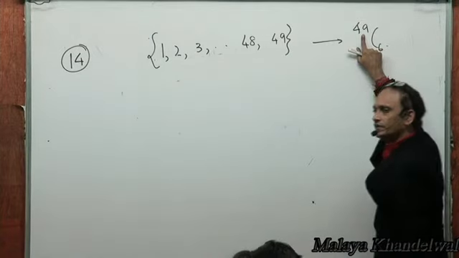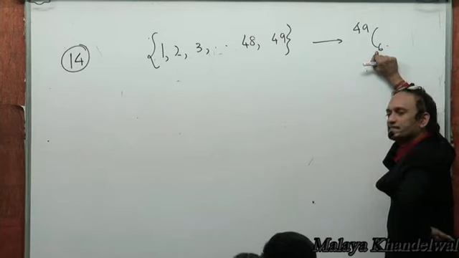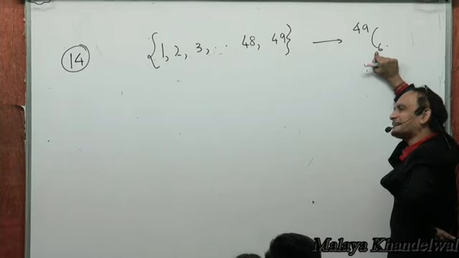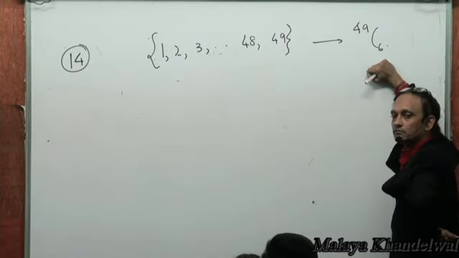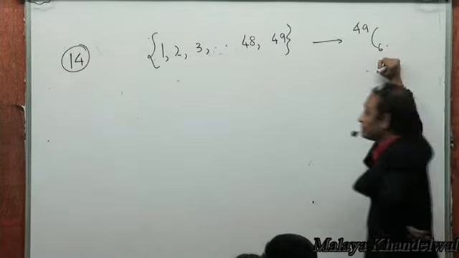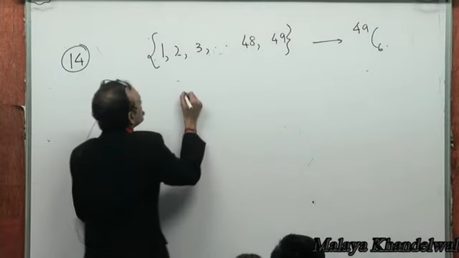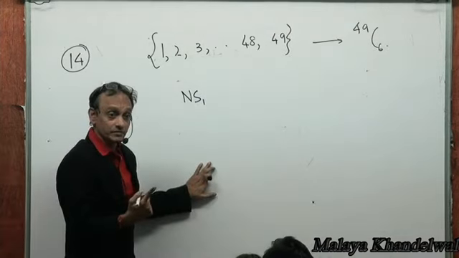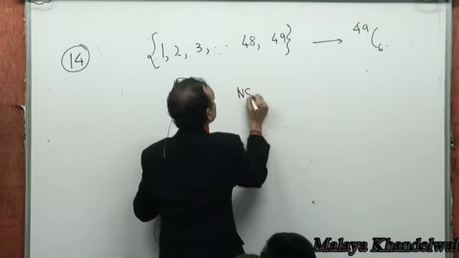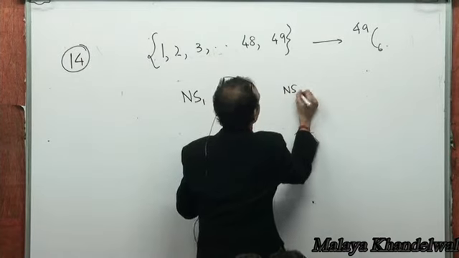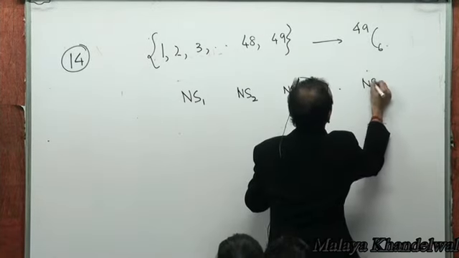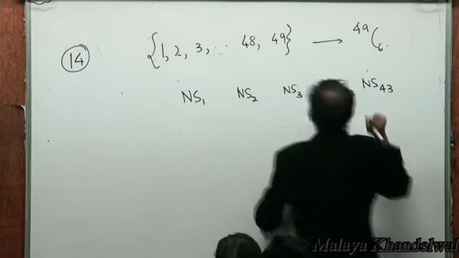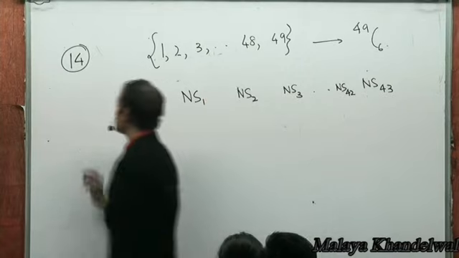So from 49, we can select in all 49 C 6 ways. 6 can be selected in 49 C 6 ways. So if we are selecting 6, how many are we not selecting? 43 we are not selecting, right? So NS1 is one non-selected entity. NS2 is the second non-selected entity. NS3, the third non-selected entity, up to NS43. These are the 43 non-selected entities.